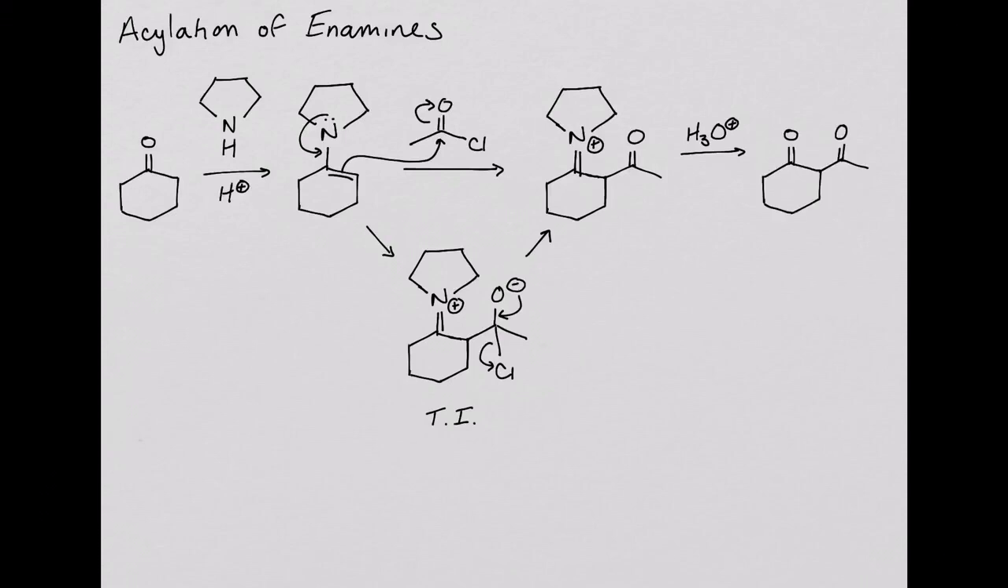With the addition of the acyl group at the alpha position, this diketone product results from the addition of the acyl group to the alpha position of the original ketone.